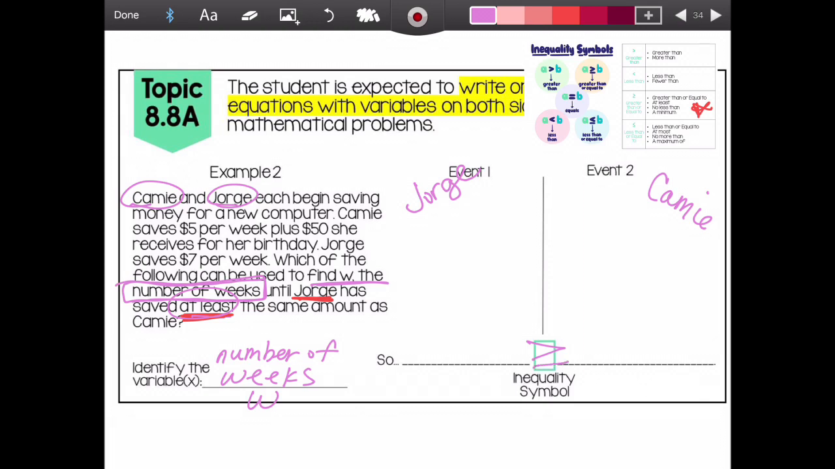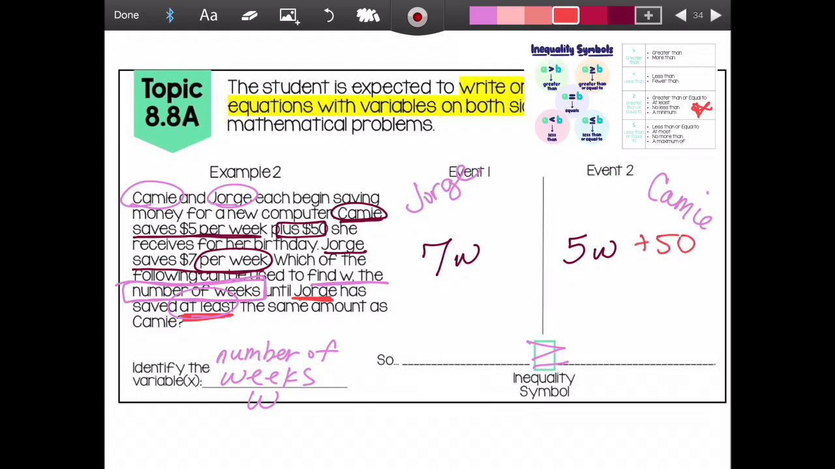Okay, and now let's focus on the actual statement. Let's read about George. George saves $7 per week. Well, we got $7 per week. We said the number of weeks is the variable, so that's W. And that's all it says about George. Now let's read what it says about Cammie. Cammie saves $5 per week. So she's saving $5 per week plus $50 that she received on her birthday. So plus 50.